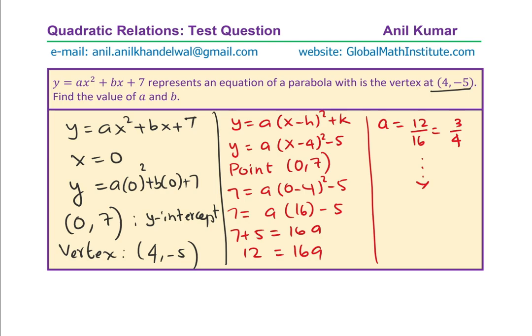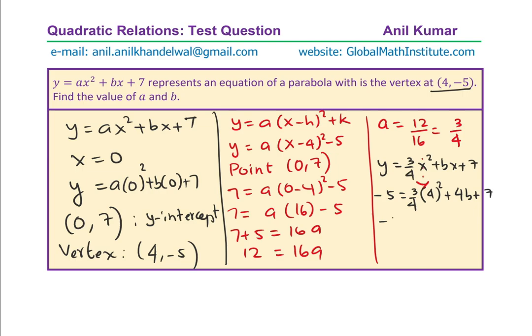Perfect. I mean, the alternate method could be substituting this value in the equation, which is y equals 3 by 4 x square plus bx plus 7, right? Since 4, minus 5 is there, you can substitute 4 and minus 5 here. So you get minus 5 equals 3 by 4 and the x value being 4, right? Plus 4b plus 7. And then you can solve for b. You get the idea, right? So you could do that.